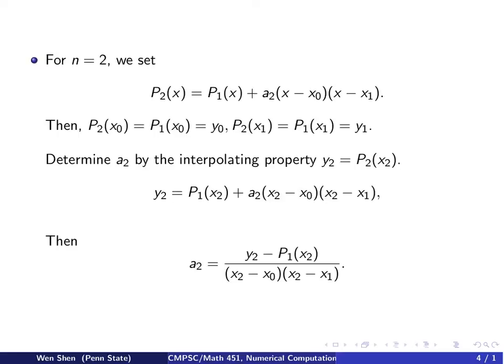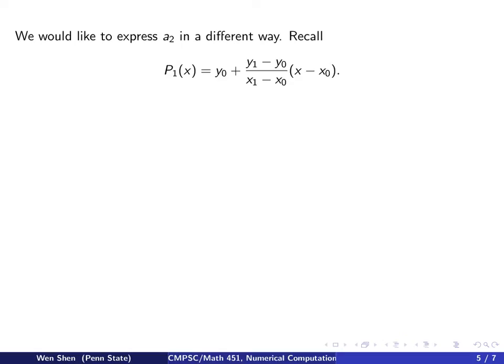Now, comparing this expression of a2 to the expression of a1, it doesn't really show us some iterative or recursive relation between them. So what we will do now is manipulate this expression of a2 and write it in a specific way so that we see some connections. In particular here, we will have to evaluate p1 at x2. So we'll first have to write out what exactly p1 is.